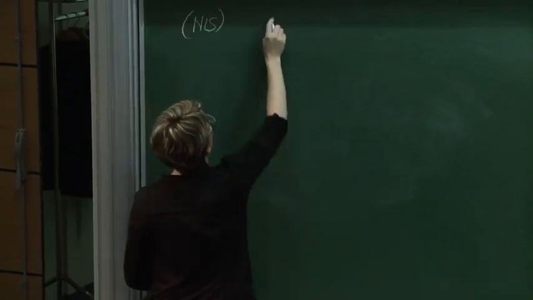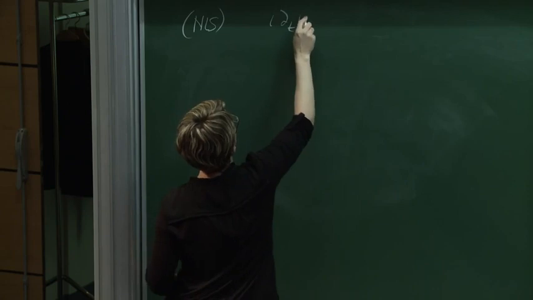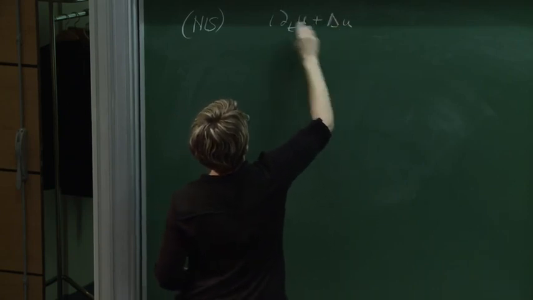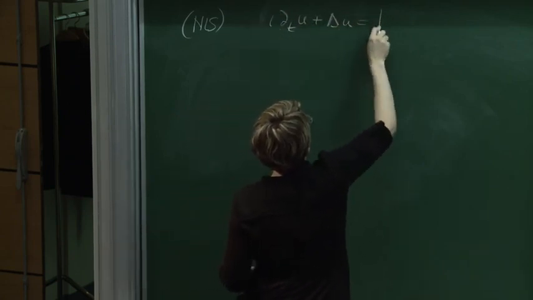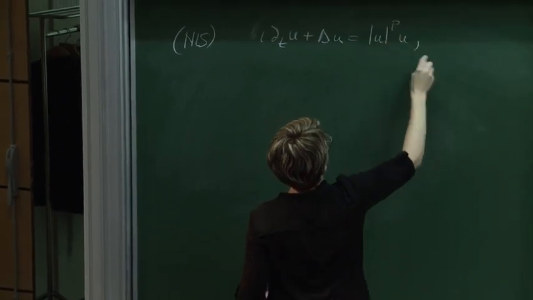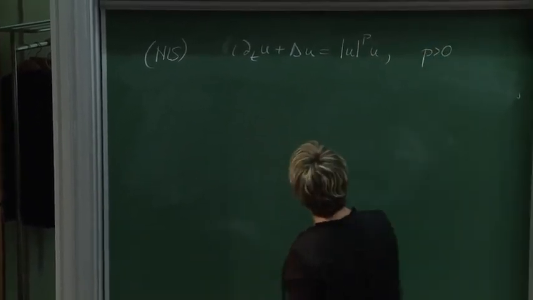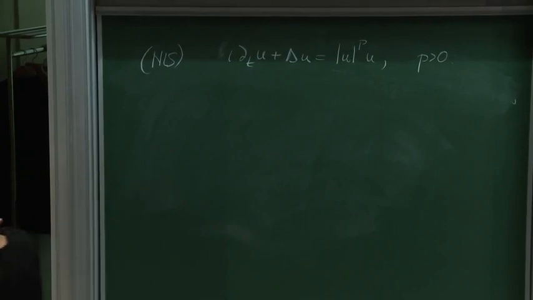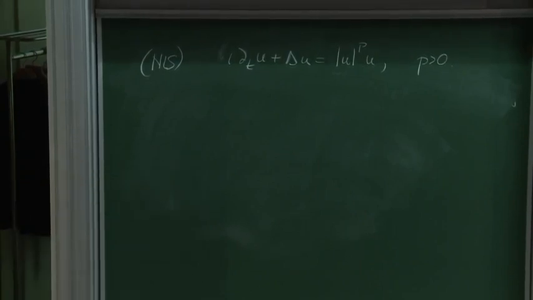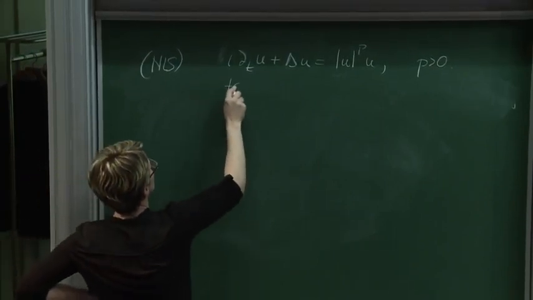So, the nonlinear Schrödinger equation that we will consider is the following: i times the partial derivative with respect to time plus the Laplacian of u is equal to absolute value of u to the p times u. The power p is assumed to be positive. And a solution to this equation is a complex valued function of time and space. Time is going to be real.